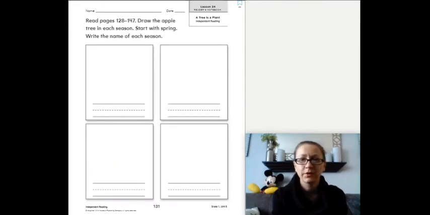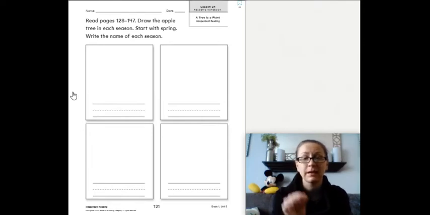Here are your directions for the next portion of this assignment. You need to read pages 128 through 147. Draw the apple tree in each season. Start with spring and write the name of each season. So I'm going to do that portion with you now. We're going to go ahead and label each of these boxes with the seasons that we need. So it tells us to start with spring. So we are going to put spring into the top left-hand box on the line.